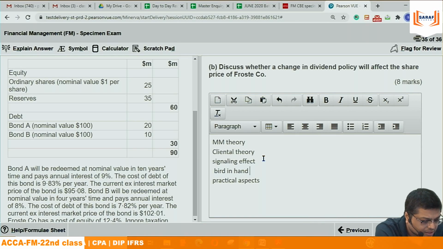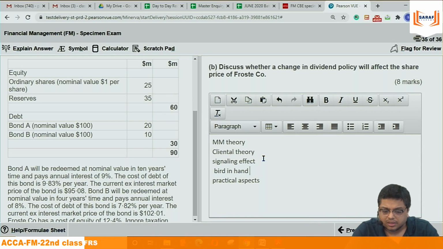Bird in hand. Suppose I don't remember this technical theory. I am in the exam hall. I don't remember, so I will not write the answer. I will write... what will I write?